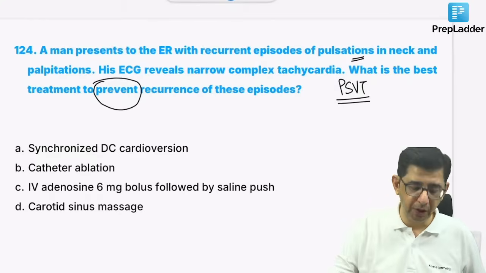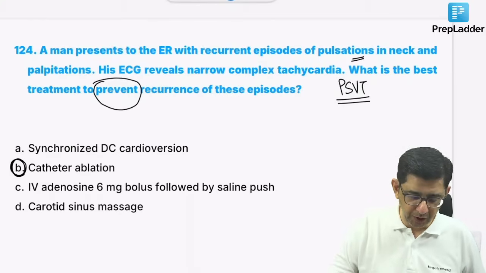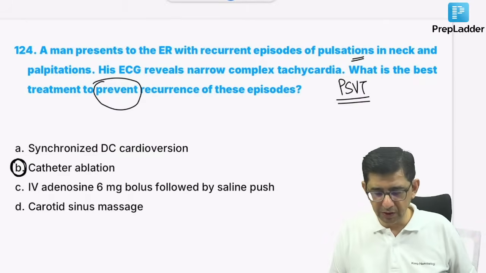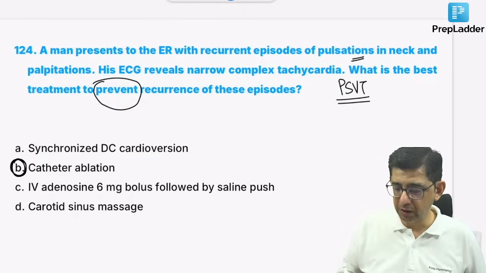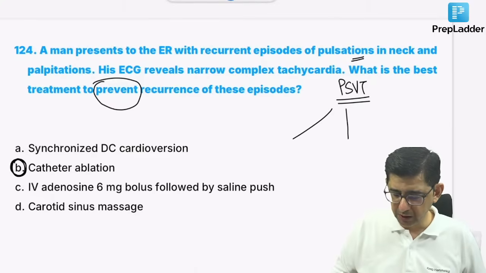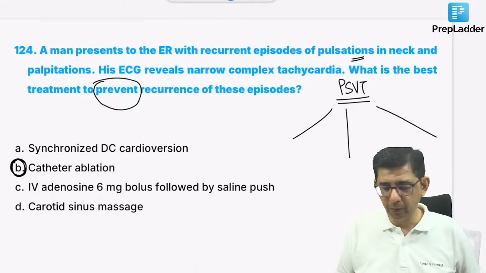our answer would be catheter ablation, because we need to take care of that circus movement which is occurring in this case. If this question was how do you manage an acute episode, then it would be adenosine followed by a saline push.